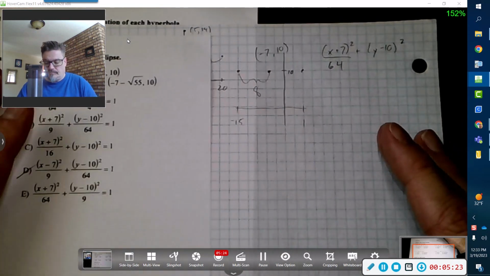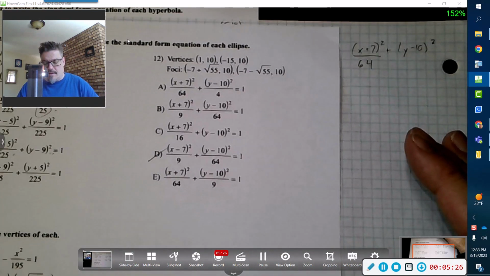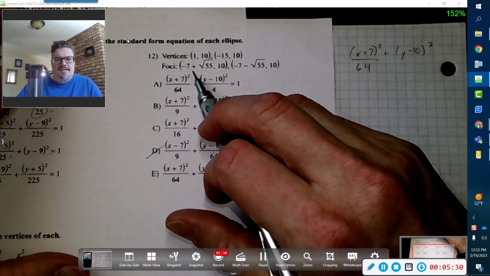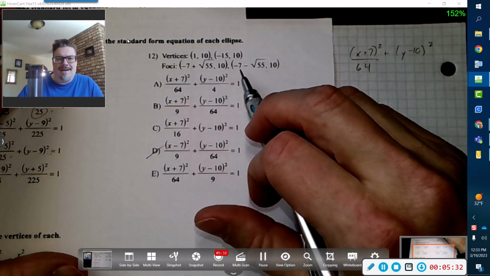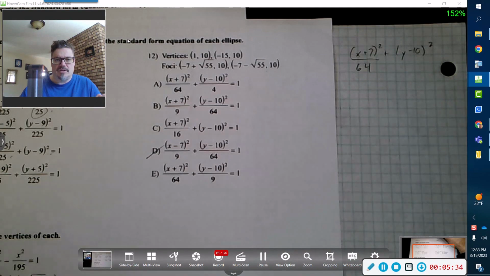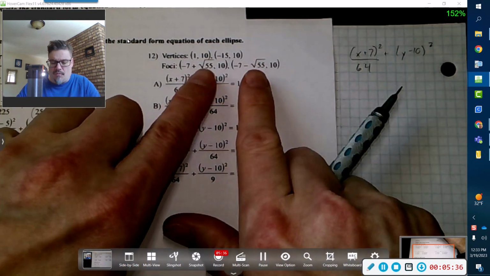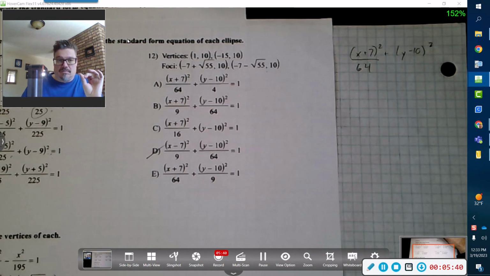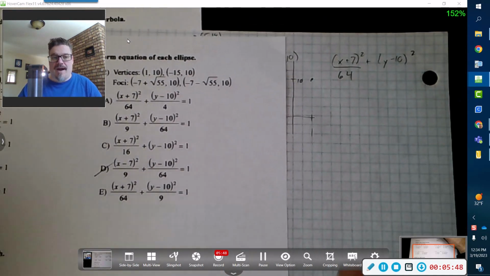So let's look at that number carefully. The advantage of putting a plus radical 55 and minus radical 55 is that you actually know that radical 55 is your C value. That is the distance from your center to the focus. Now I'm not even going to graph this.